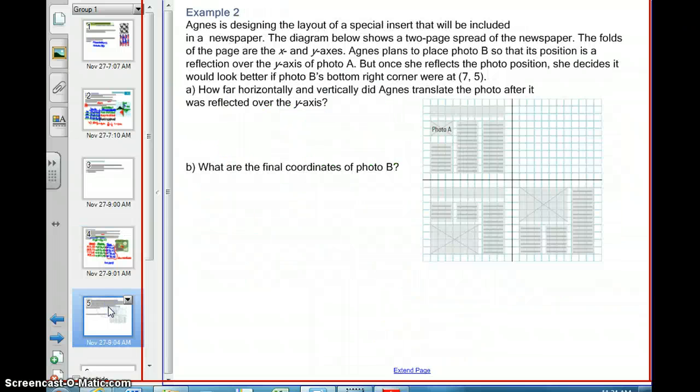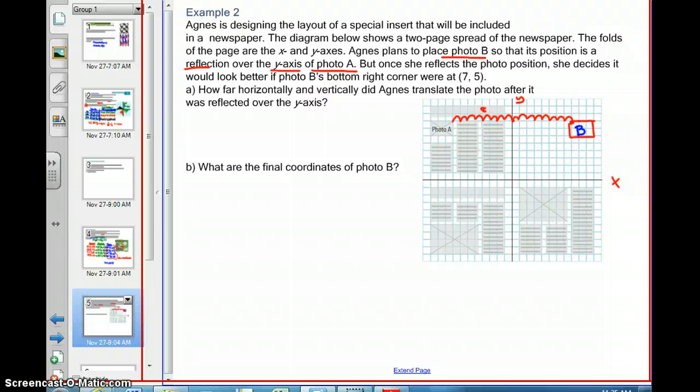Okay, next, example 2. We have Agnes designing the layout of a special insert that will be included in a newspaper. Here we have the folds in the newspaper are your X and your Y axis. She wants to place photo B, so that is a reflection of photo A. So that is our first transformation. We're reflecting photo A over the Y axis.